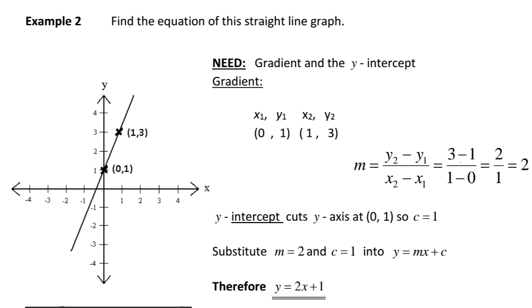Okay, now we should be able to combine our understanding of the gradient and the y-intercept to come up with an equation of a straight line. Now, this example is going to be an example where you're asked to calculate the equation of the line, but you have to calculate the gradient and you can physically see the y-intercept on the graph. So hopefully you'll recognize from just looking at this, the y-intercept is the point where the line crosses the y-axis, and in this case the value is 1.